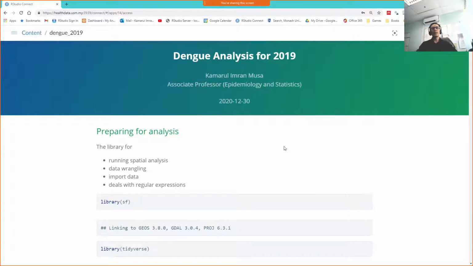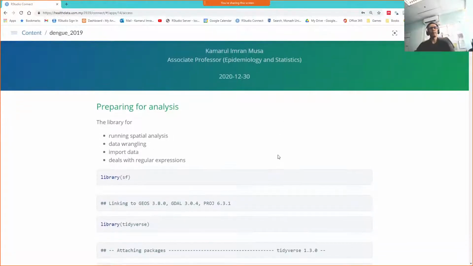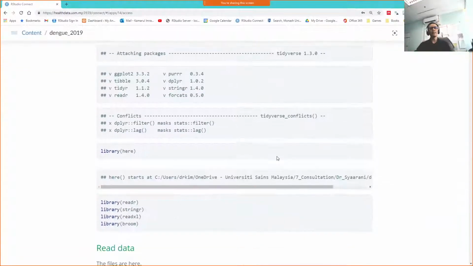Alright, okay. So now saya akan cuba try to demonstrate how we can analyze data in spatial epidemiology. So this is dengue data for Kelantan, dengue data in the year 2019, tahun lepas, 2019.